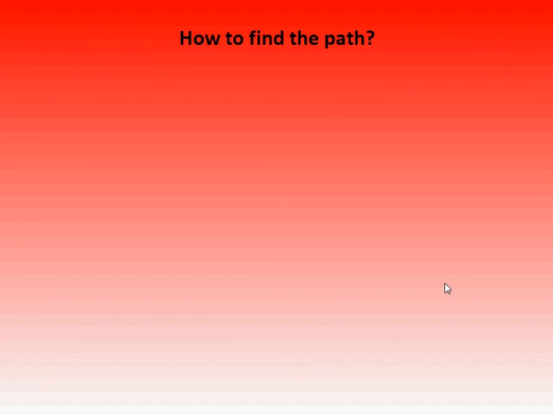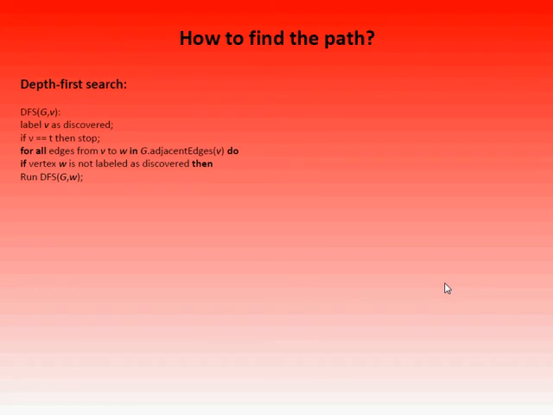I will show just one, which is the first search algorithm. We can see in here how it's working. It's an example of a recursive algorithm. We have to run it on the source S to find the path. So in the first step we label the current vertex in which we are as discovered. Then if our vertex is already the sink, then we stop.